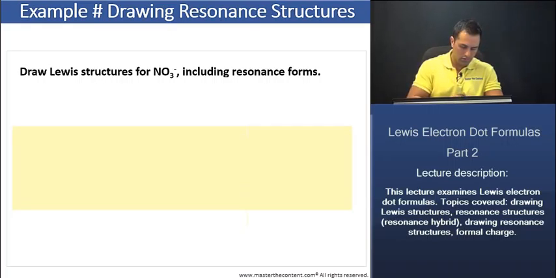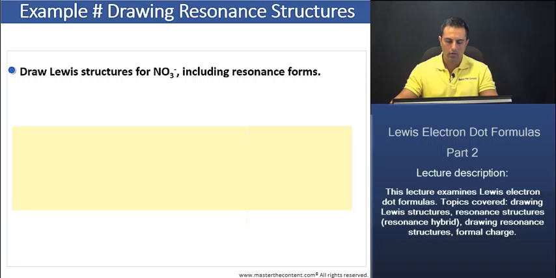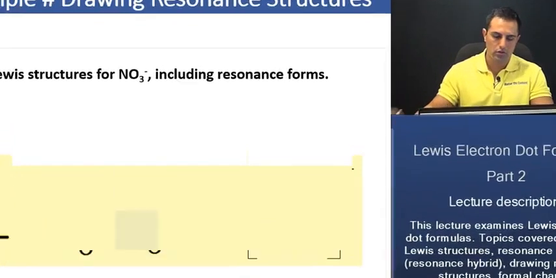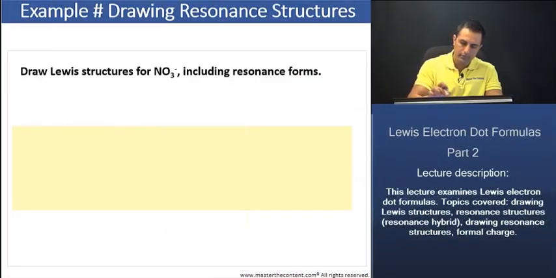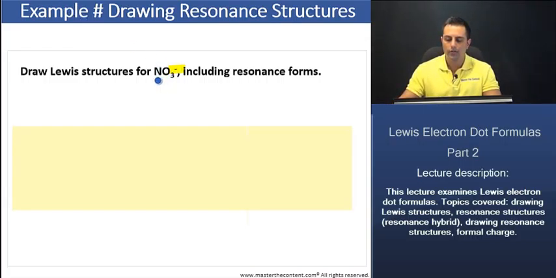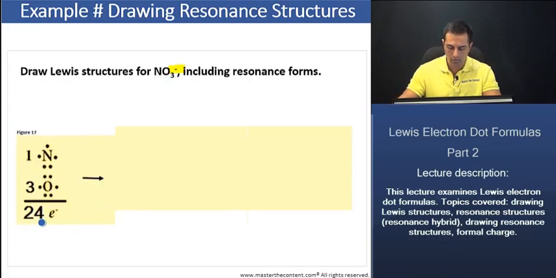And here we are asked to draw the Lewis structure for nitrate, including resonance forms. Now again, in step 1, if we recall, we're going to need to calculate the total number of valence electrons in the molecule or ion for all atoms, and we're going to add an additional electron for each negative charge in an anion. So if we come back here, we're going to need to add an electron for that anion, so that'll be 1, 5 for the nitrogen atom and 6 for each oxygen atom, giving us a total of 24 valence electrons.